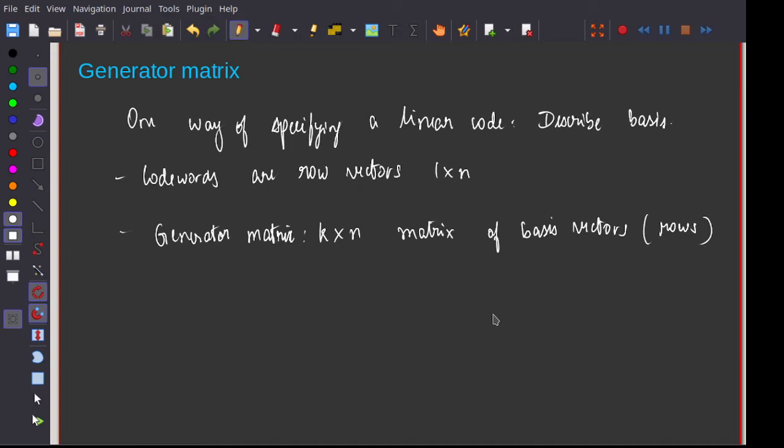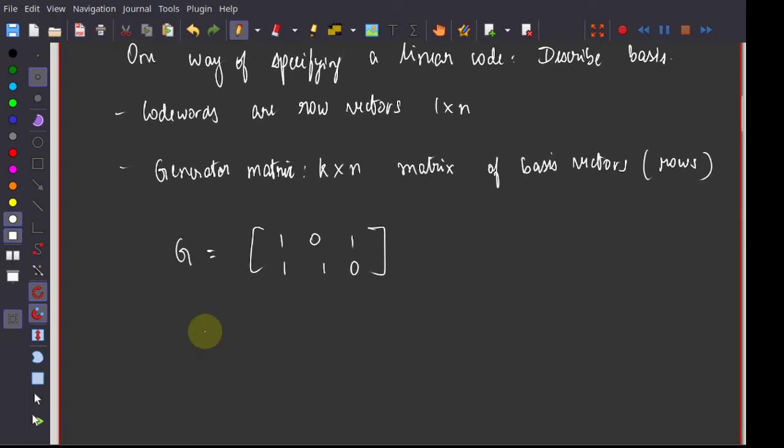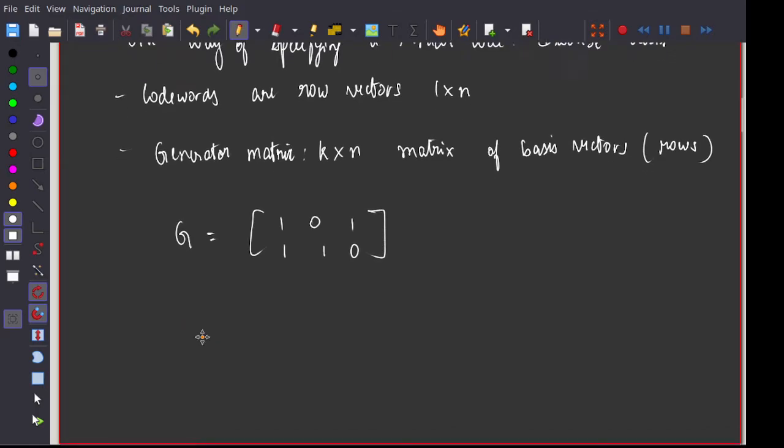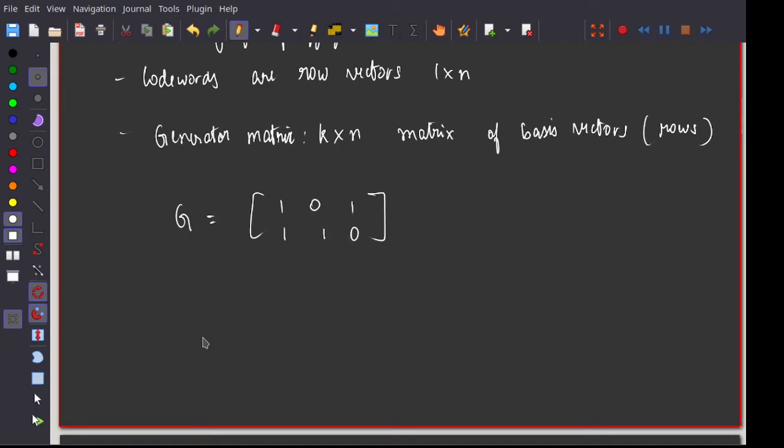So is the generator matrix unique for a linear code? Yes, no? Why? The basis is not unique, therefore the generator matrix cannot be unique. Let's take an example. Let me take a linear code which is specified by the following generator matrix. So can you give me a list of all possible code words for this code?